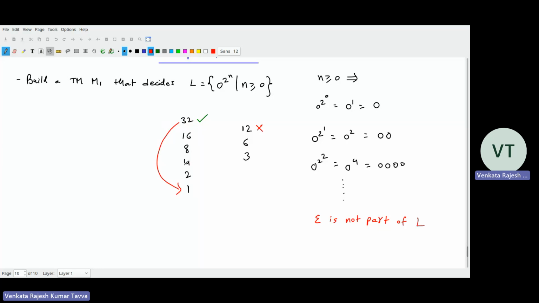Very good. Yes, exactly. So how do I make the length of the string half? Replace what by another symbol? Which 0? There, everything is a 0.